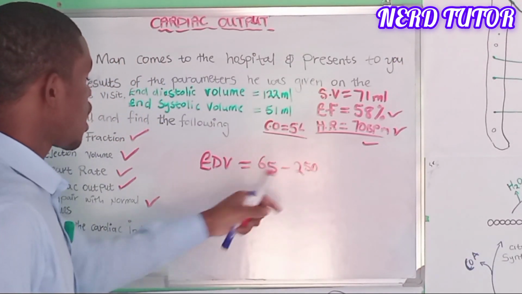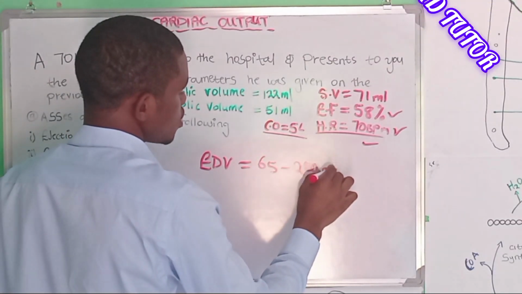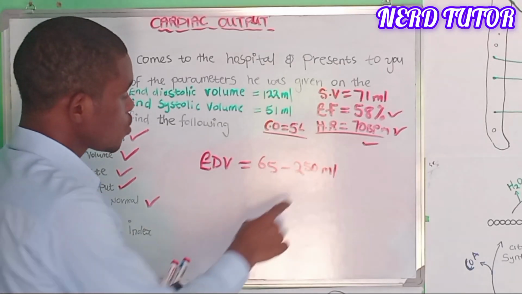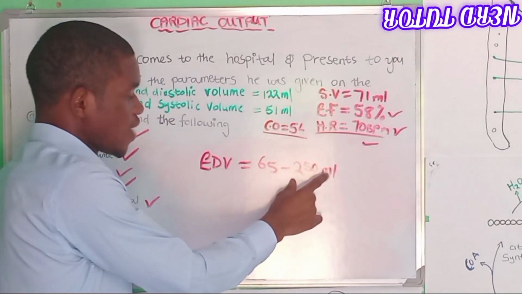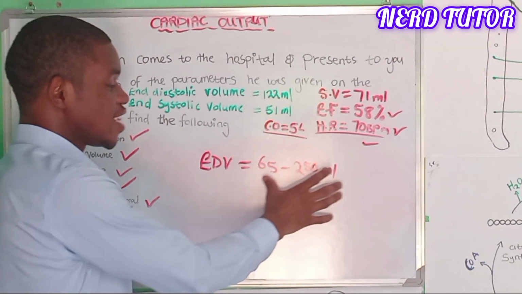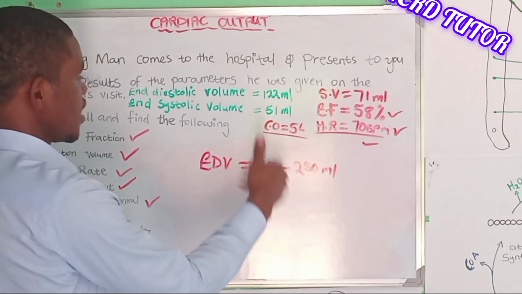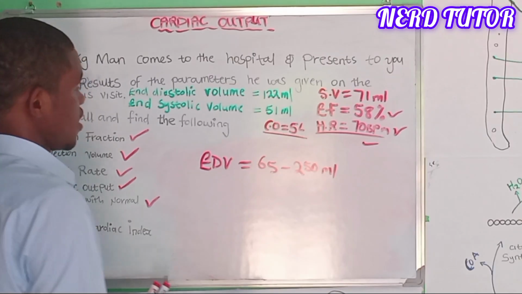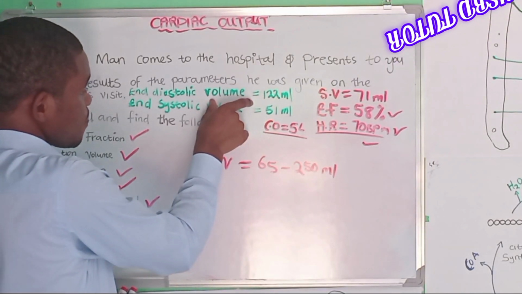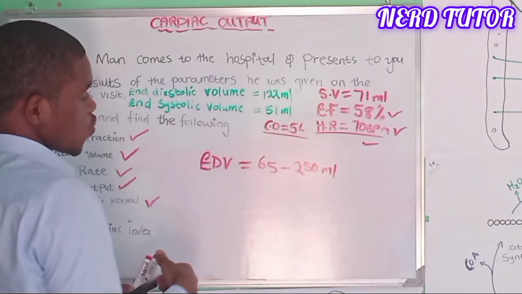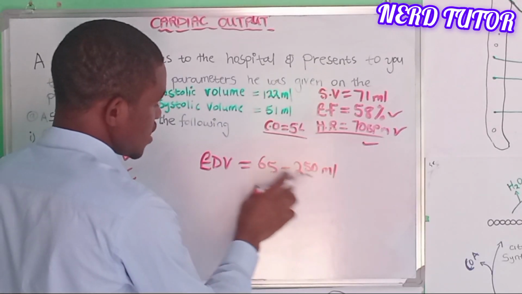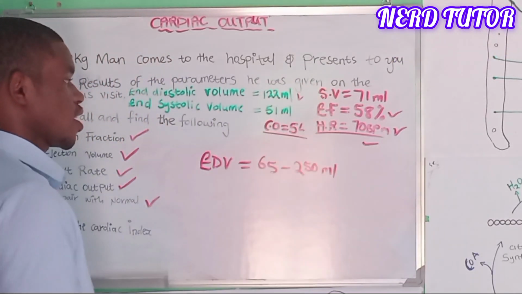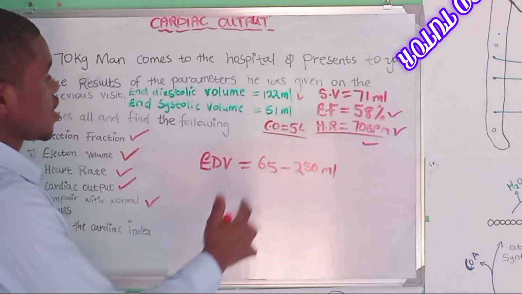This is in mils. Some textbooks can give you 255 or 245 mils, but it should be within this range, meaning it is normal. Let us compare what we calculated initially. We initially calculated the end diastolic volume to be equal to 122. Is it falling within the normal range? Yes, so this one is correct.